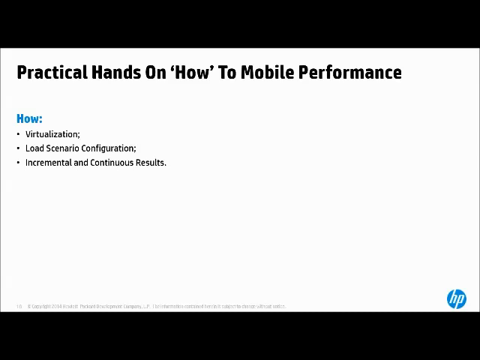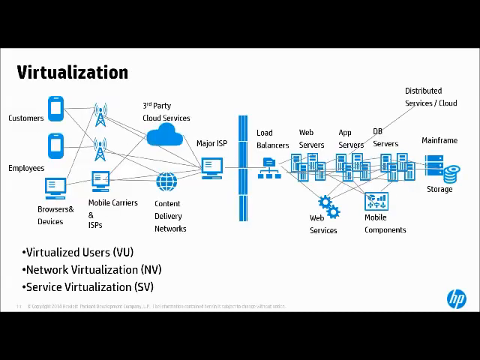So today we're going to talk about how we approach mobile performance, and it basically breaks down to three key areas. Number one, virtualization, which we'll cover in quite a bit of detail. Number two, the scenarios that we test themselves, so how we represent our end users and our different customer bases and geographies. And number three, how we build in incremental and continuous results throughout testing.